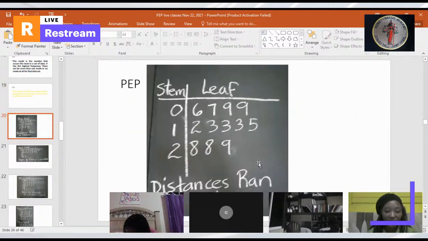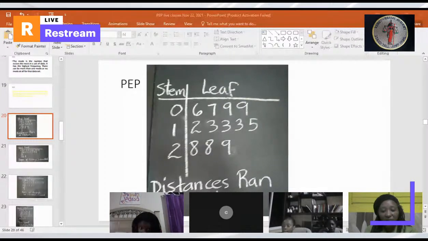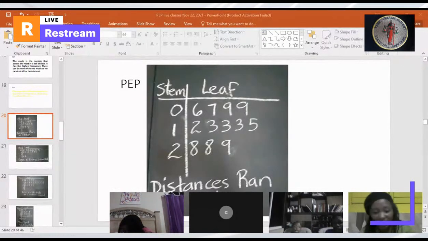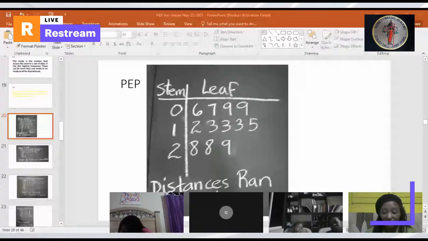So this is the first set, the first stem and leaf. We're going to do it together as we go along, to understand, because we're going to do 4 examples. For each one, we're going to find the mean, median, mode, and range. So you'll get it by the end.